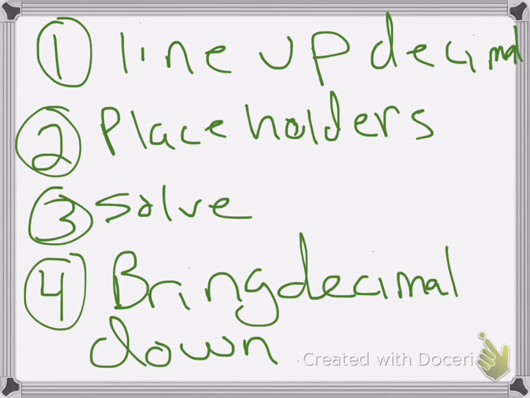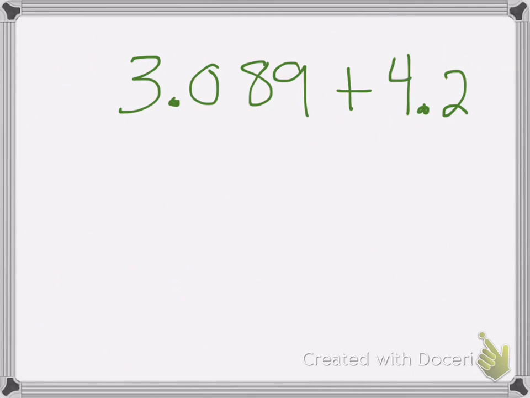Alright, the other thing we did today in class was adding and subtracting decimals. And these are our 4 steps: line up your decimal, put in any placeholders you need, solve, and bring the decimal down. So let's look at an example. We've got 3 and 89 thousandths and 4 and 2 tenths. So first we write it with our decimals lined up.